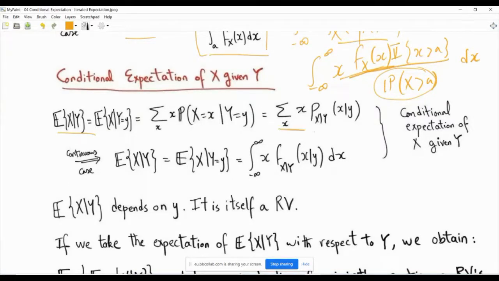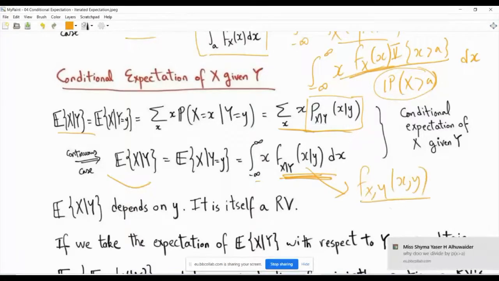You write down the formula for the expectation of X, but if your variable is discrete, rather than using the PMF of X, now you use the conditional PMF of X given Y. And in the continuous case, rather than using the PDF of X, if you are obtaining the conditional expectation of X given Y, then you use the conditional PDF of X given Y. Okay, and remember what this thing was? This thing was basically the joint divided by the marginal.